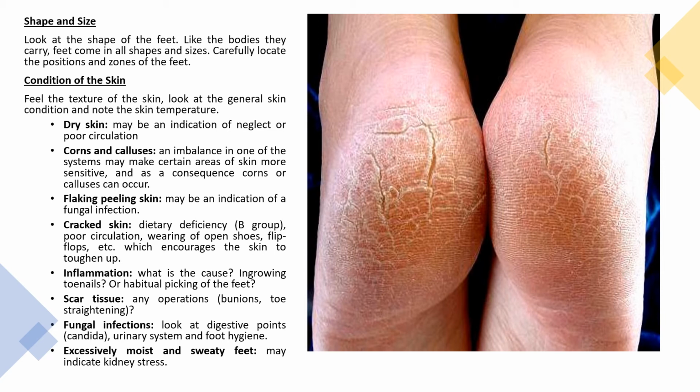Corns and calluses may be indicative of an imbalance in one of the systems, and it may make certain areas of the skin more sensitive, and as a consequence, corns or calluses can occur. Flaking, peeling skin may be an indication of a fungal infection. Cracked skin may be an indication of dietary deficiency, such as in the vitamin B group, or poor circulation, or the wearing of open shoes, such as flip-flops, which encourages the skin to toughen up.